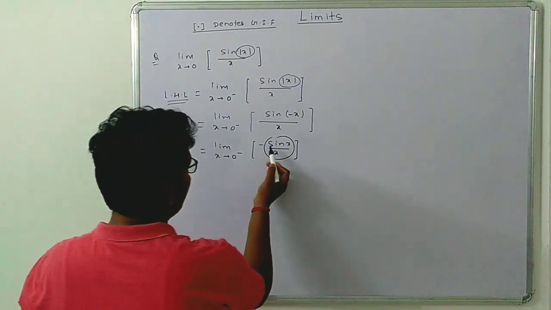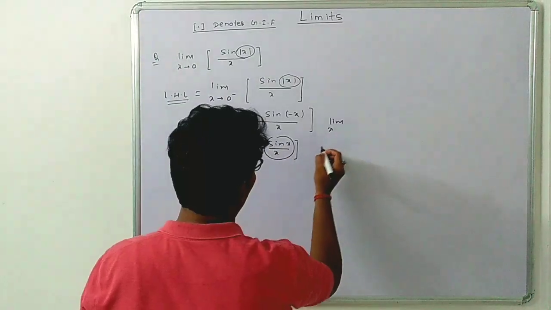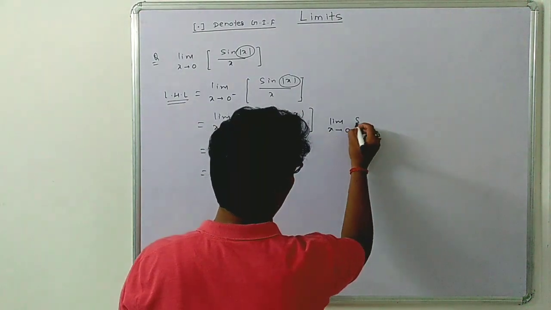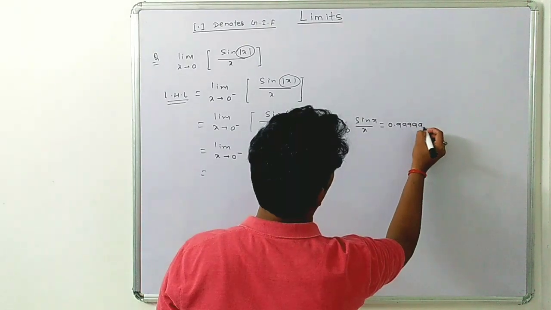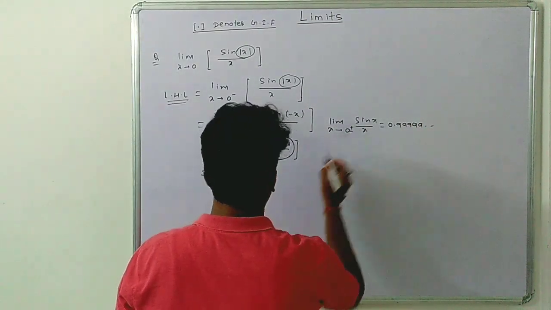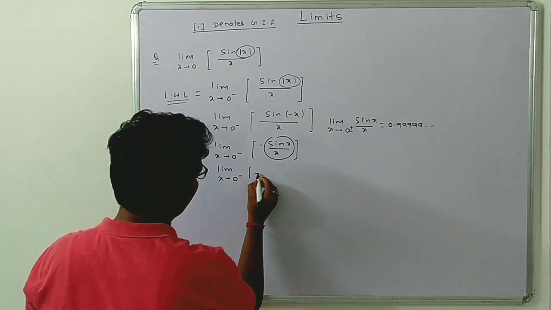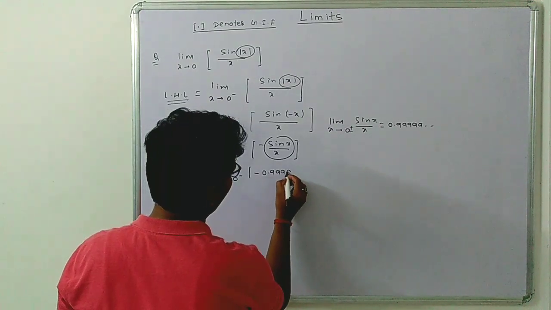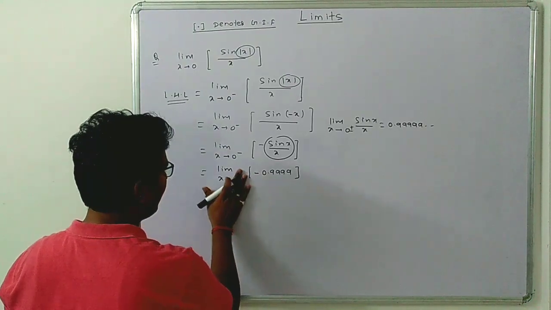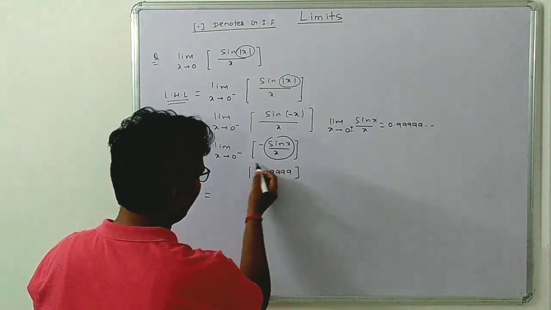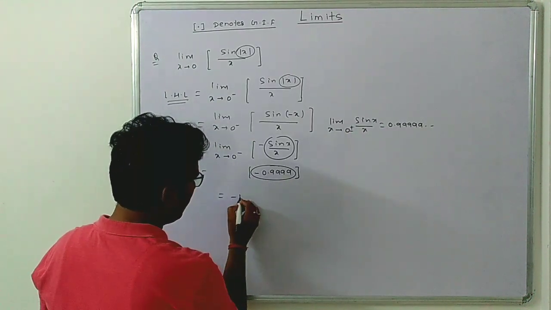So what is limit x tends to 0 of sine x by x? That is 0.999. I already discussed that limit x tends to 0 of sine x by x is always 0.99999, whether it is plus or minus, for both. So this is nothing but limit x tends to 0 minus of minus 0.9999 and so on. So what is the greatest integer value of this? We can erase this also, because we have written the limit of this. So what is going to be the greatest integer of this number? This is equal to minus 1.